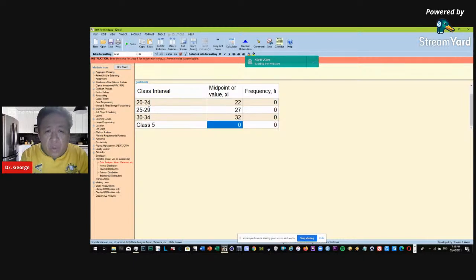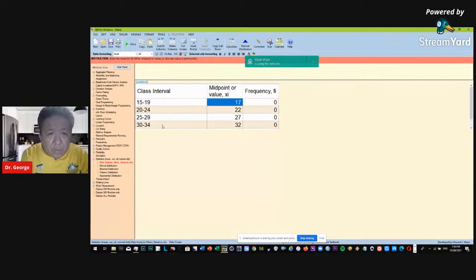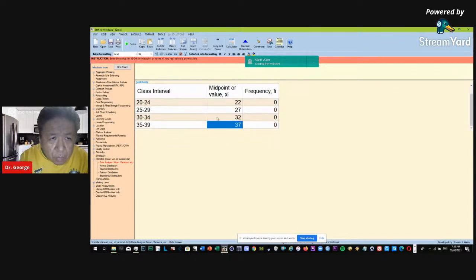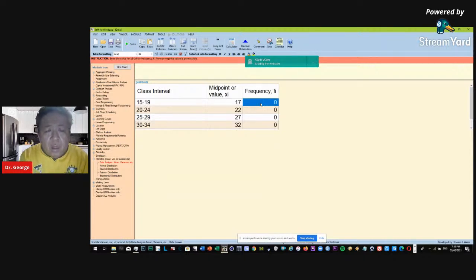So why do we have that? Oh sorry, let's remove this already. Let's just put one more: 35 to 39 years old, and plus 5 is 37. Alright. So the frequency would be how many individuals are in this range.